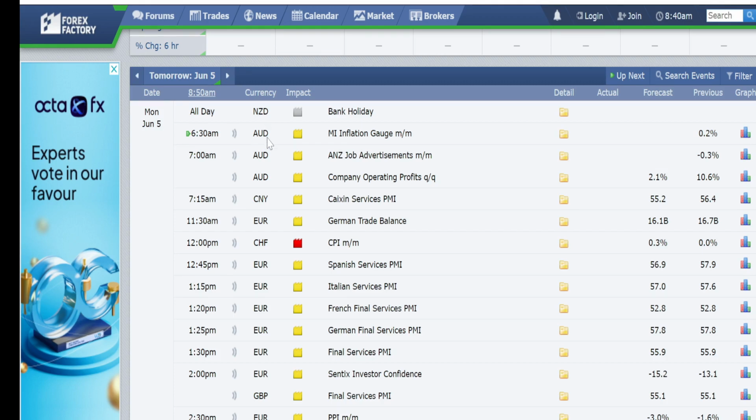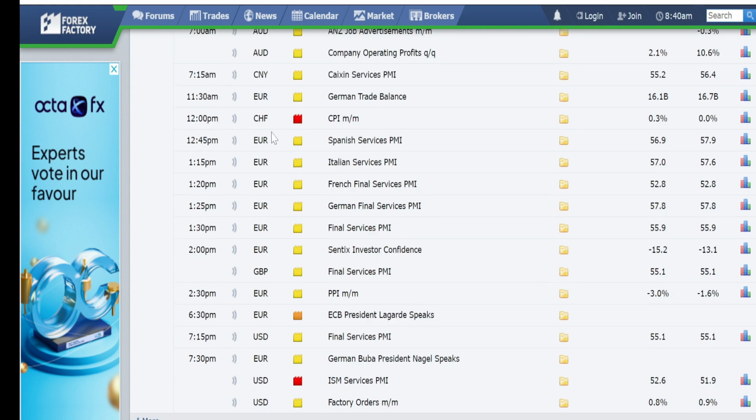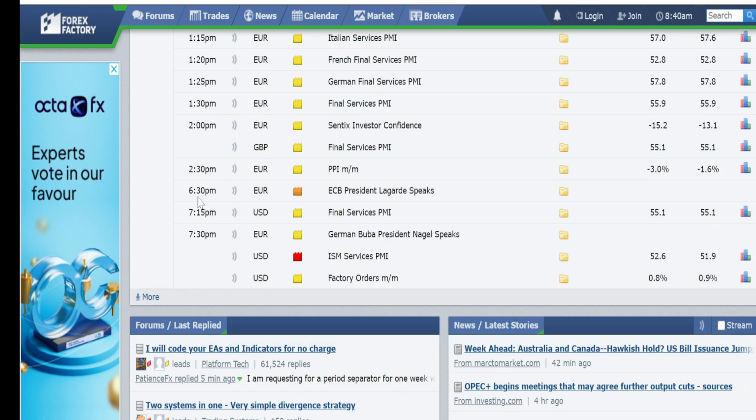Zealand bank holiday. At 12 p.m. we have high impact news plan for Swiss franc related currency pairs. At 6:30 p.m. we have medium impact news plan for euro related currency pairs, and at 7:30 p.m. we have high impact news plan for US dollar related currency pairs. So we can expect volatility to increase in gold during these news hours.